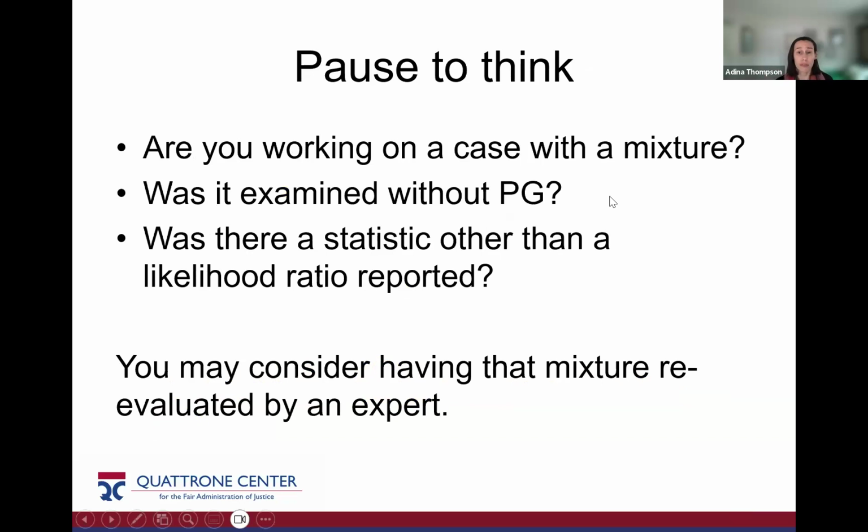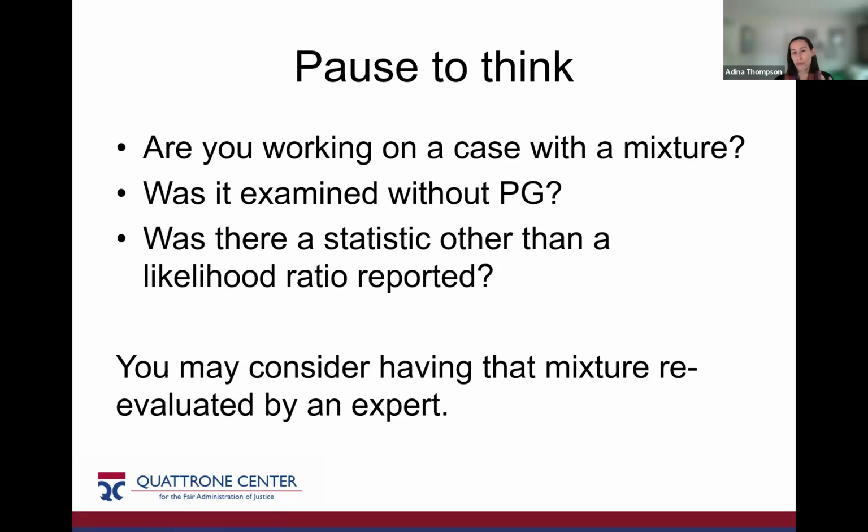So here's a place to stop and consider your own work. Are you currently working on a case where there's a mixture? Think more than 2 people. So do you have a case with a mixture of 3 or more people? How old is that case?